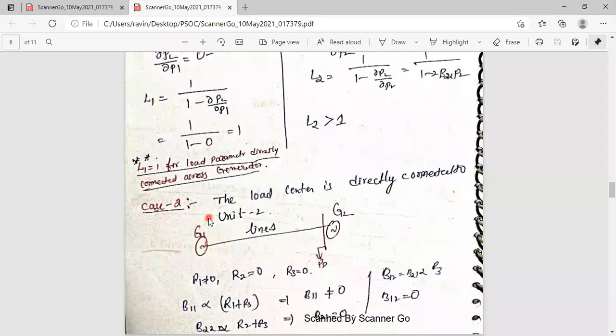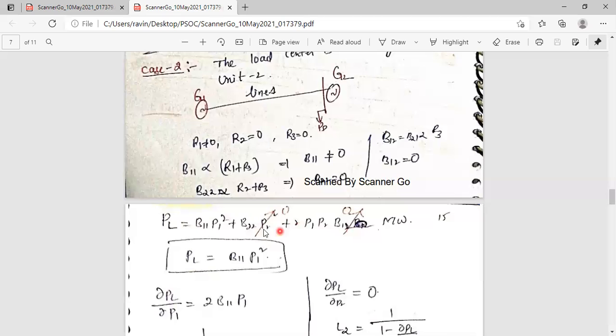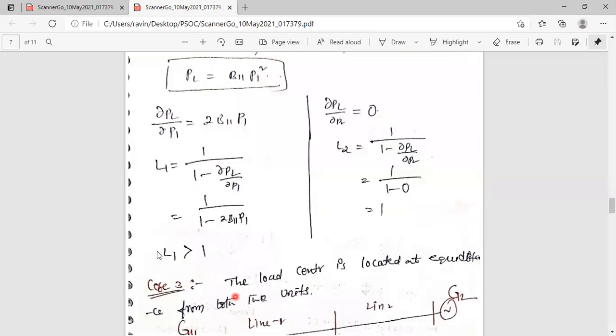Then case 2, same. So P2 is 0 here, meaning B22 is 0 here. Only B11 P1 square will be there. Differentiate with respect to P1, you get some value. So your L1 is less than 1. L1 is greater here.